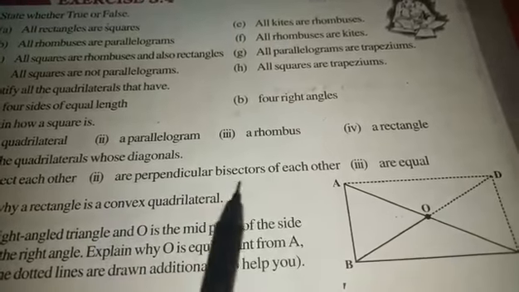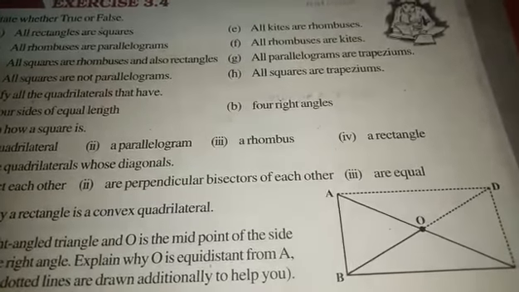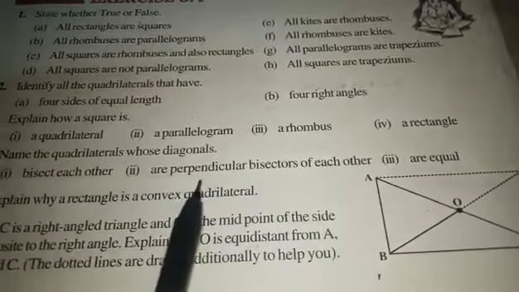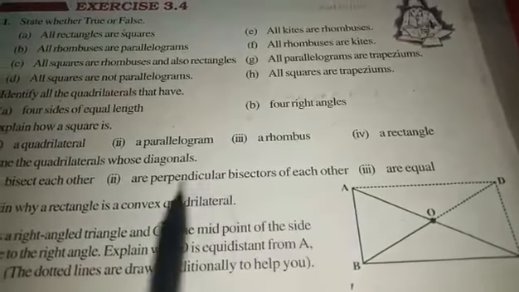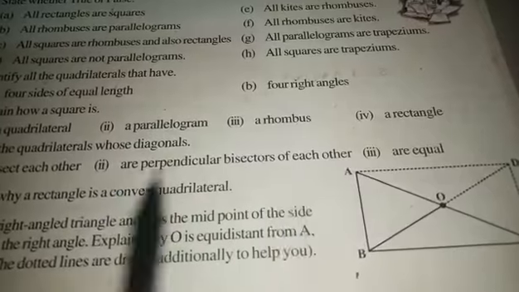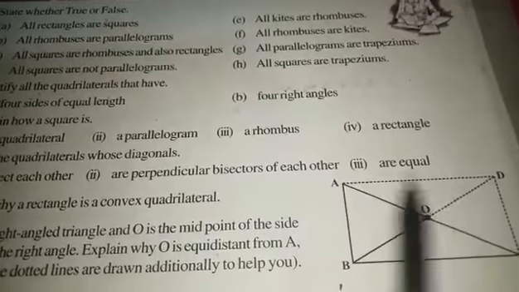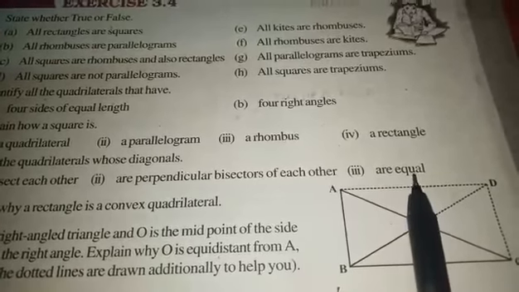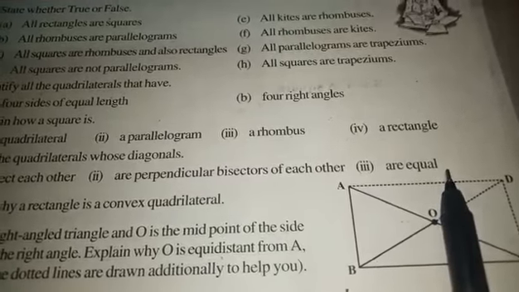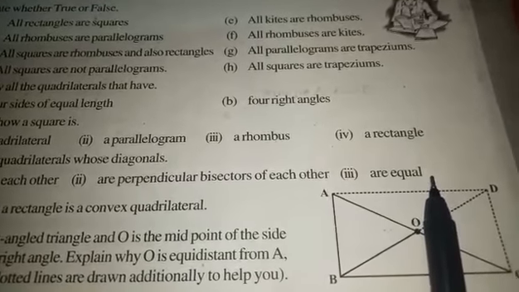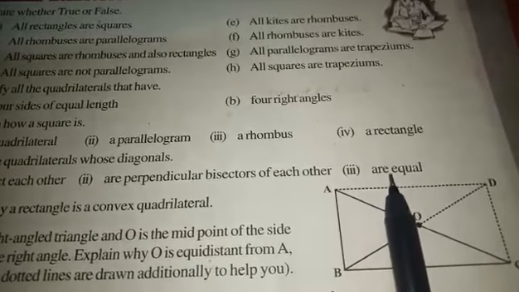Second, their diagonals are perpendicular bisectors of each other. Condition second: only rhombus and square. This property holds only in rhombus and square. In the rhombus and square, their diagonals bisect each other at right angles. And diagonals are equal. In which quadrilaterals are diagonals equal? You will find that in a square and rectangle diagonals are equal. It is clear?